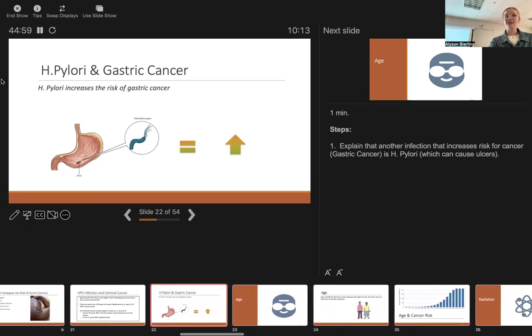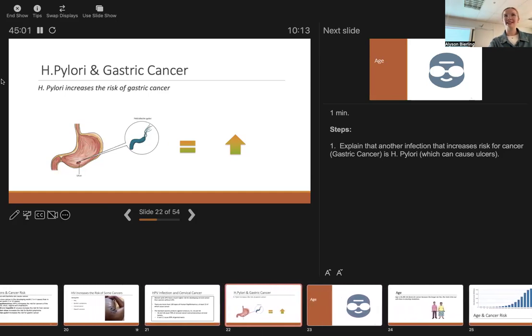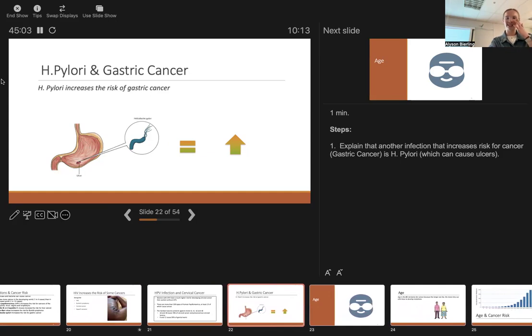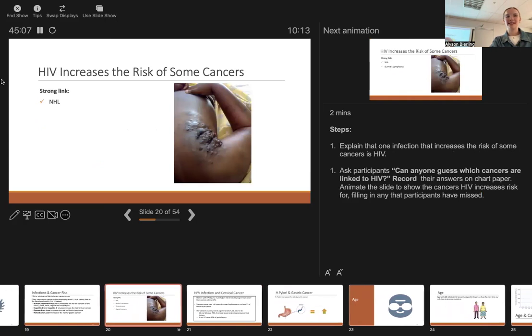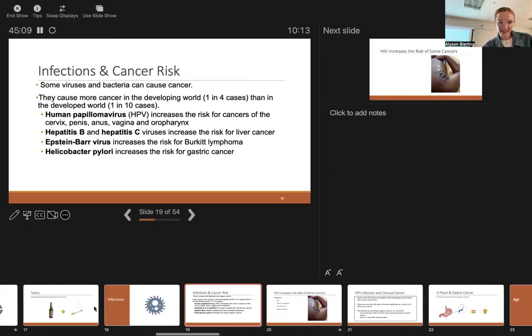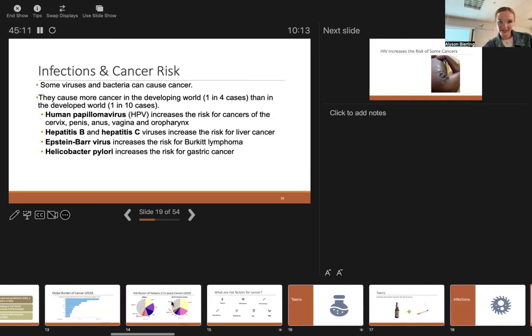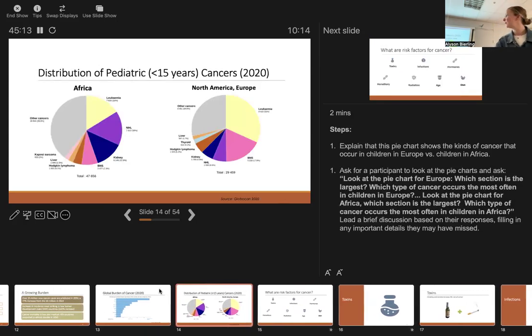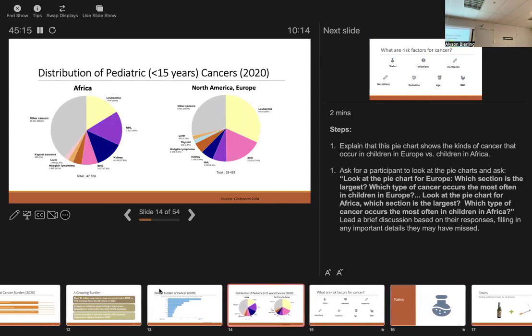All right, so after knowing these infections that increase the risk for various types of cancer, let's go back to the pediatric distribution. So just now, knowing what we know about infections and the risk for cancer, why do we think this distribution might be different depending on the region?